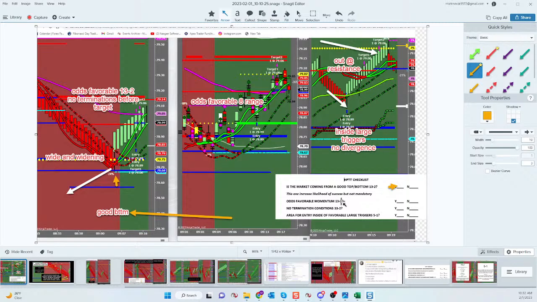Do I have favorable momentum on the 13-2? My small above the large, is the large beginning to turn wide, angled to the direction of the trend? Joel, another yes, right? So we're putting the checklist to this trade. We're staying on the 13.2 because that's what leads the way. No termination conditions on the 13.2. So Joel, this is the third condition. You put no termination conditions.